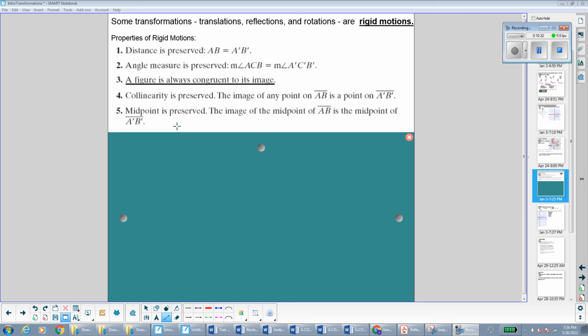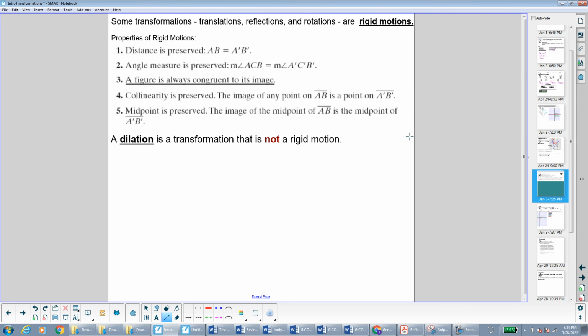Think to yourself, which transformation is not a rigid motion and why? If you said dilation, you were correct. A dilation is not a rigid motion because it does not produce a shape exactly congruent to the original. When you dilate a figure, you either make it bigger or smaller.